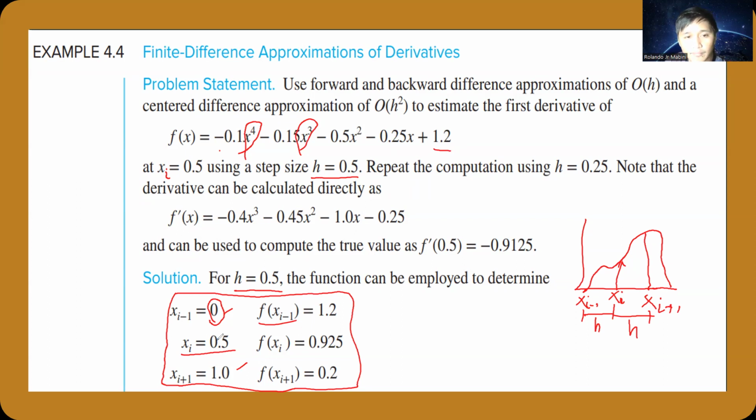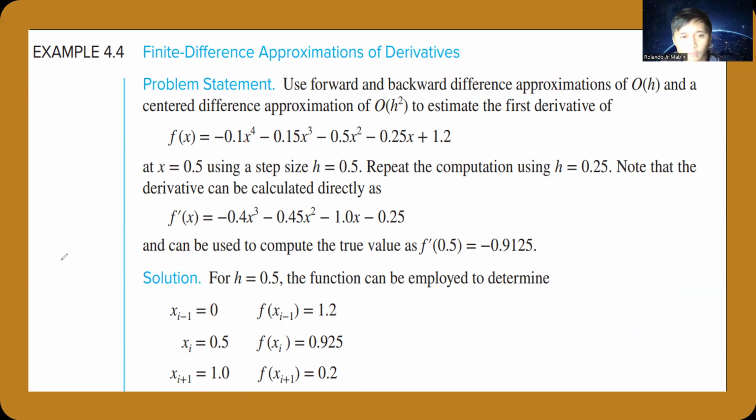So the same principle applies in getting the function of f of x sub i, which has the value of 0.925, and then for f of x sub i plus 1, 0.2. Because this is the main problem, the source of the problem that I am going to discuss. So at least I already have this data.